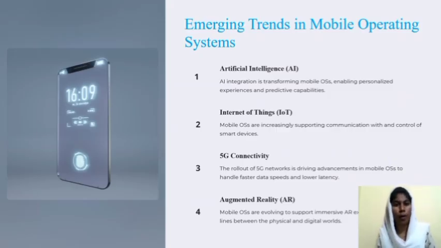Emerging trends in mobile operating systems. Artificial intelligence. Artificial intelligence integration is transforming mobile operating systems by enabling personalized experiences and predictive capabilities. IoT, that is Internet of Things. Mobile operating systems are increasingly supporting communication with and control of smart devices.